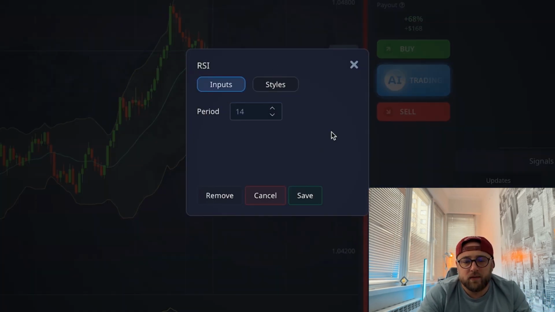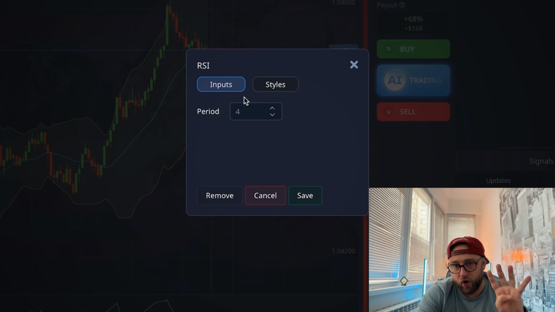Now, let's go to RSI. This one helps us find entry points. Fun fact, the RSI was created by Welles Wilder, a legendary market technician, and originally he recommended a period of 14, which means 14 candles. But that's for the stock market. Today we are trading binary options in blitz mode, and things move much faster here. So I'm setting the RSI period to 4.